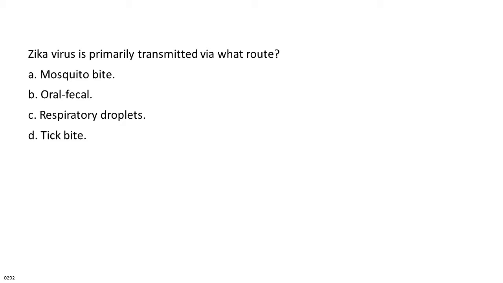Zika virus is primarily transmitted via what route? A. Mosquito bite. B. Oral fecal. C. Respiratory droplets. D. Tick bite.